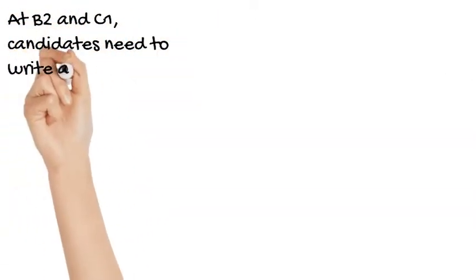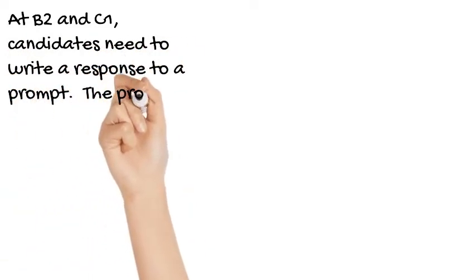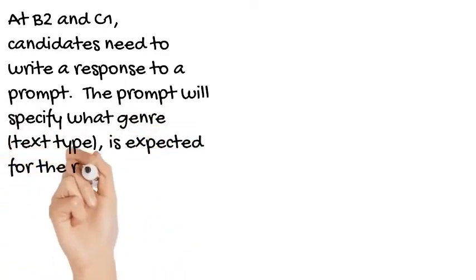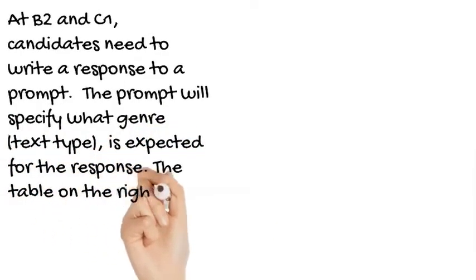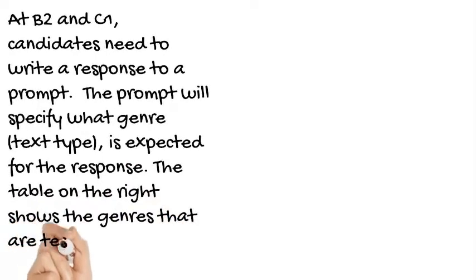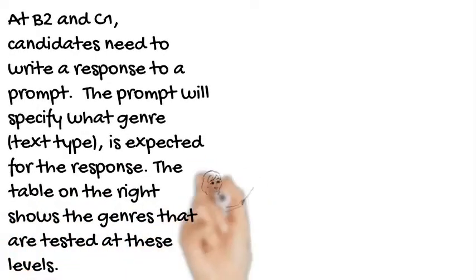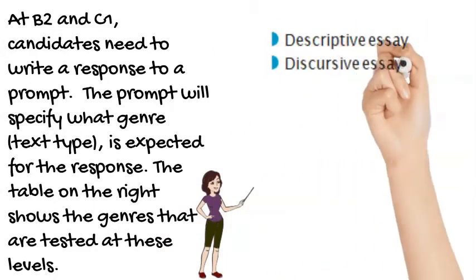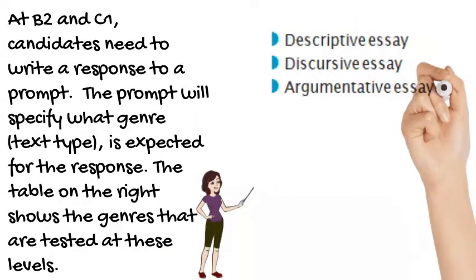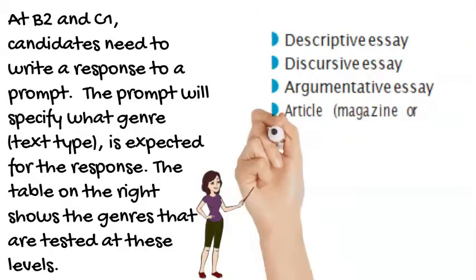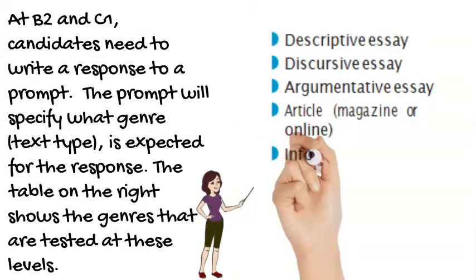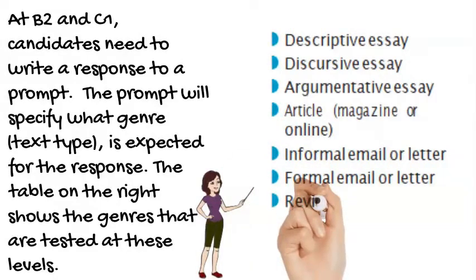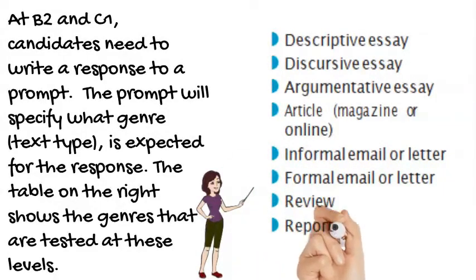B2 and C1, candidates need to write a response to a prompt. The prompt will specify what genre and text type is expected for the response. The table on the right shows the genres that are tested at these levels. Descriptive essay, discursive essay, argumentative essay, article, a magazine, or online, informal email or letter, formal email or letter, review, report.